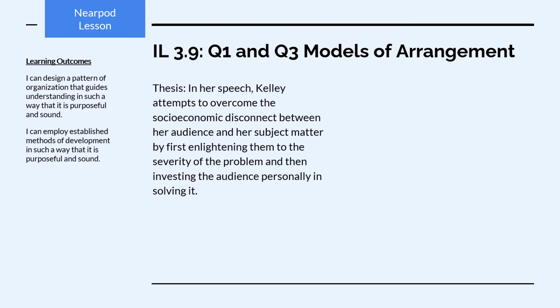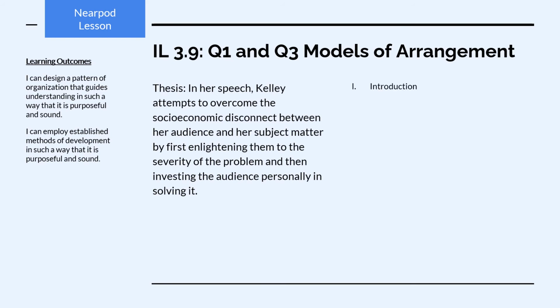My thesis might go something like this. In her speech, Kelly attempts to overcome the socioeconomic disconnect between her audience and her subject matter by first enlightening them to the severity of the problem and then investing the audience personally in solving it. So my thesis kind of has 3 parts there. I've identified a specific rhetorical obstacle, or generally identified. Remember, I don't need to explain my obstacle yet. This is just my thesis. And then I've briefly identified 2 different rhetorical choices that help overcome that obstacle.